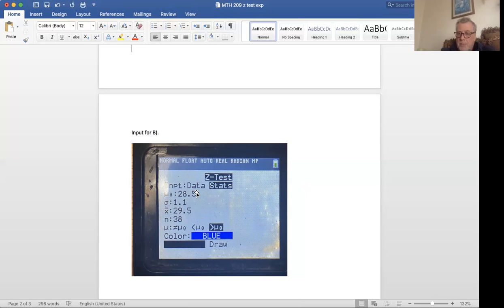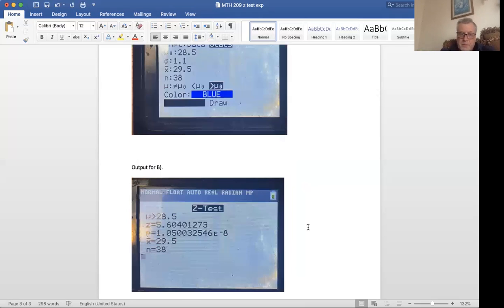That's from the problem. This part is from HA. What's the symbol in HA? The symbol in HA was greater than. So we highlight greater than and press enter. Then we go down to calculate, and we get this output: 5.60 and 1.05 E minus 8. X bar is 29.5, n is 38. But again, the z-score and the p-value are the two important values that we want to hang on to.